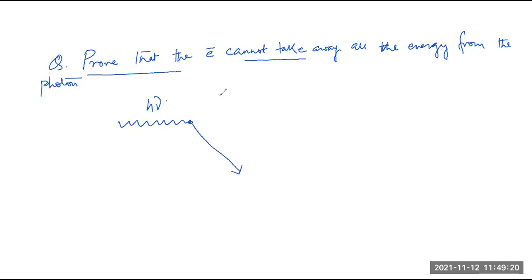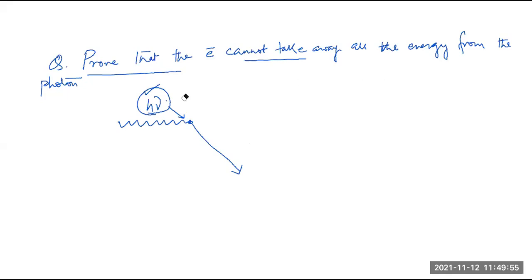That means no scattering took place here. The photon came and gave its whole energy, the entire h nu, to the recoil electron, so no energy is left for scattering. The whole energy h nu is transferred to the electron. Prove that this cannot take place. So prove that the electron cannot take away all the energy from the photon. Let's prove it mathematically.